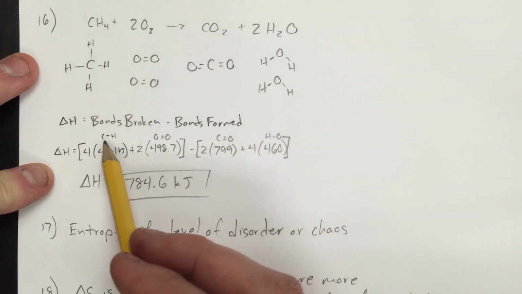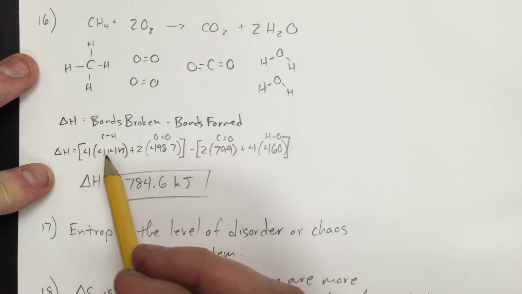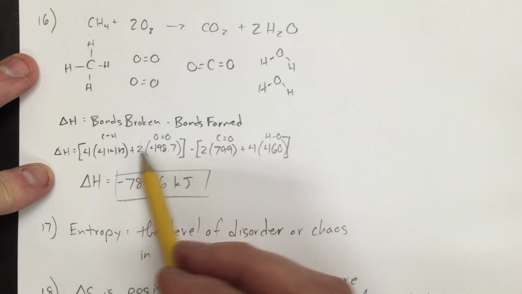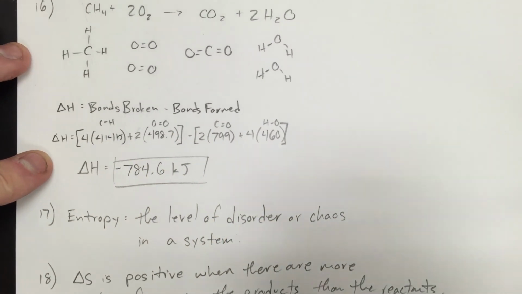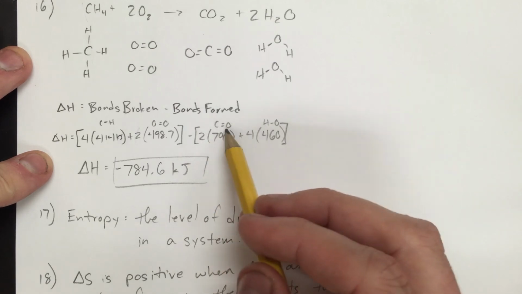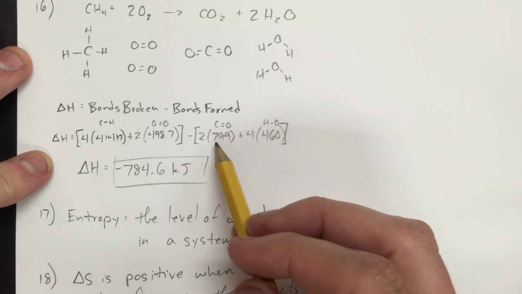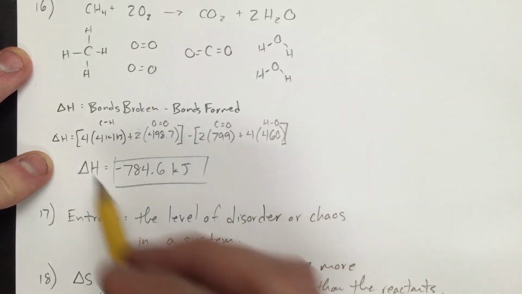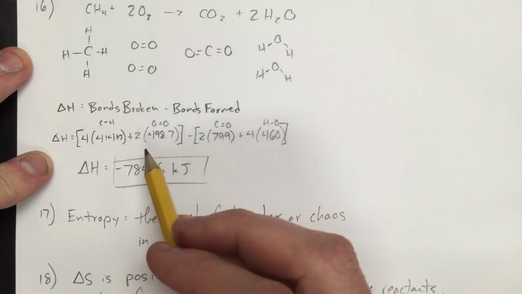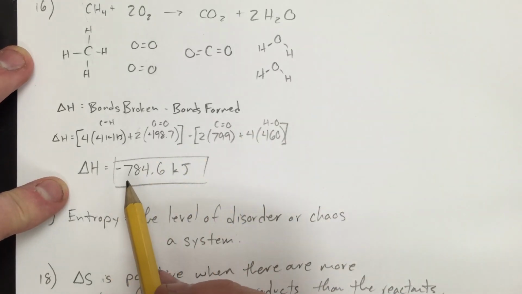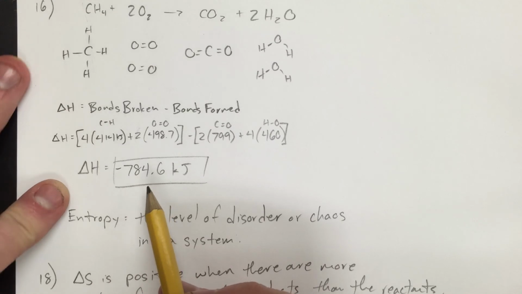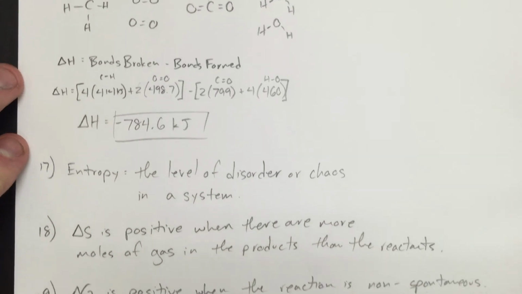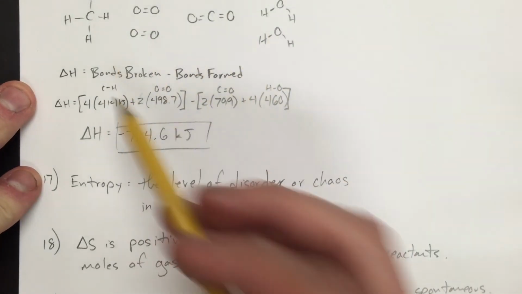So we have 4 C to H bonds that we break, and these are each 414 kilojoules, and 2 O to O bonds, or O double bond O bonds, that we have to break, and those are 498.7 kilojoules. And then we subtract the bonds that we formed, 2 carbon to oxygen double bonds, which are 799 each, and 4 H to O bonds, which are 460 each. So we add those things up, and we add those things up, and we subtract, and we get a delta H of negative 784.6, which is not that close to the delta H we got in the last problem, because those should have been exactly the same. That's why bond energies are just an estimate.